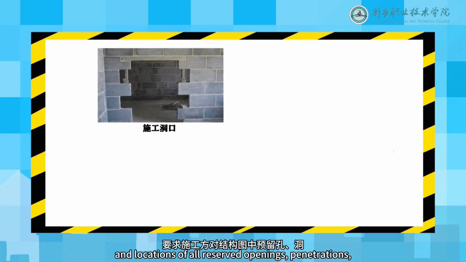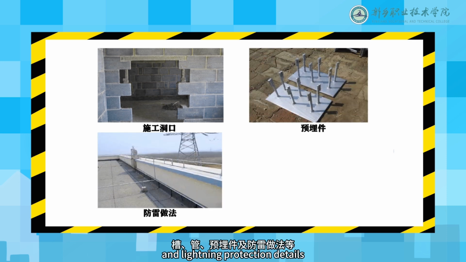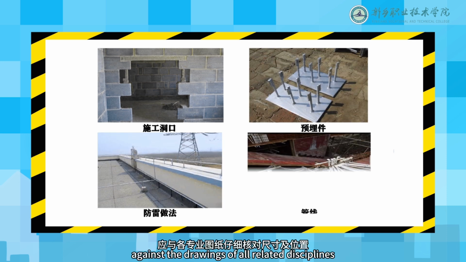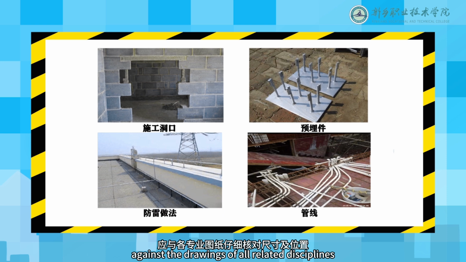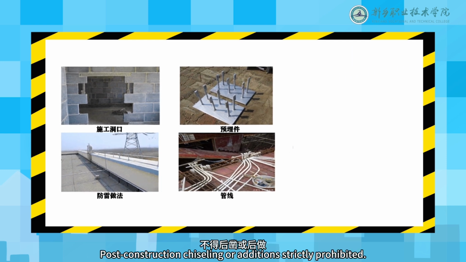Sixth, contractors must carefully verify the dimensions and locations of all reserved openings, penetrations, slots, pipes, embedded parts, and lightning protection details against the drawings of all related disciplines before construction. Construction may proceed only after confirming there are no errors or omissions. Post-construction chiseling or additions are strictly prohibited.